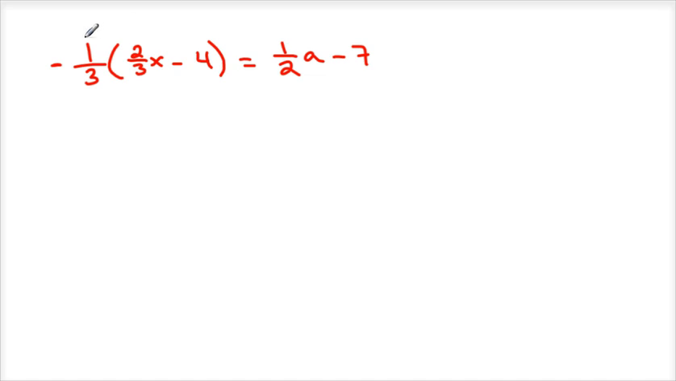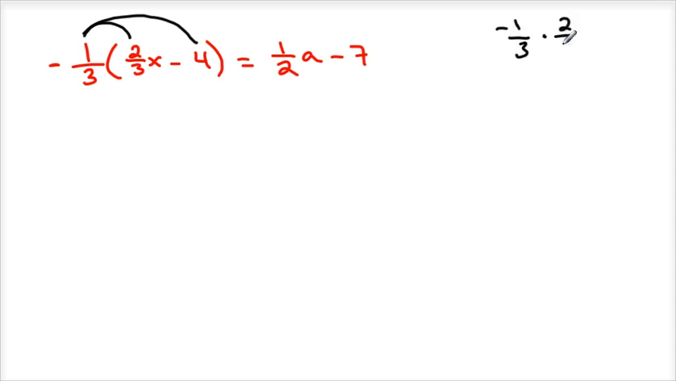So we're going to multiply negative 1/3 times 2/3 x and negative 1/3 times negative 4. I'm going to distribute before I try to clear any fractions. If you see any distributive properties, do that first. So I have negative 1/3 times 2/3 x. I'm going to do that here on the side. Nothing can simplify, so this is going to be negative 2 over 9x.